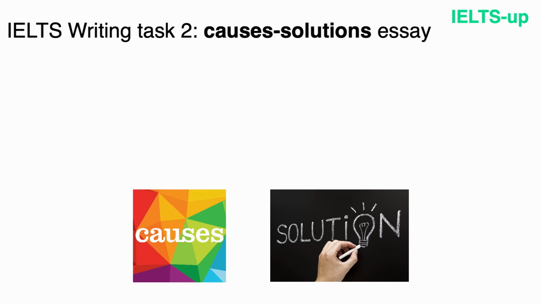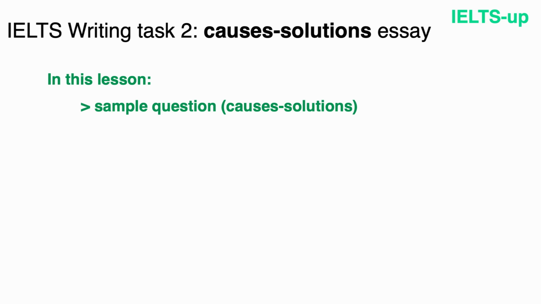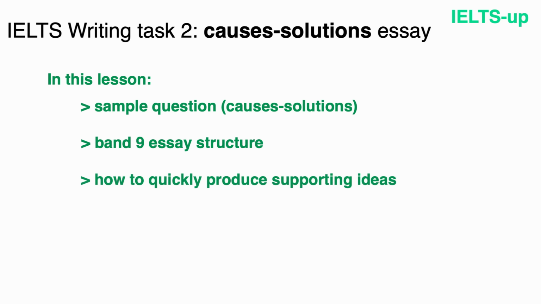There are many question types that you can get in IELTS Writing Task 2, but causes and solutions essays are very common. So, in this lesson, I will give you an example of a question that describes some problem and asks you to write about its causes and solutions. After that, I'll show you a Band 9 essay structure for this type of essay. And finally, I will explain to you how to quickly produce ideas for your answer. As a result, we will write a Band 9 answer together.